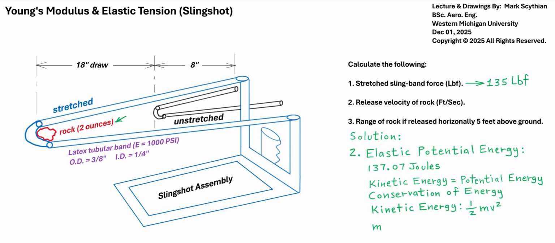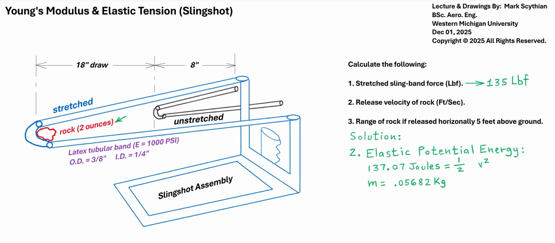And then kinetic energy is 1/2 mass times velocity squared. So we focus on the 2-ounce rock, and there are 16 ounces to a pound. So the 2-ounce rock is 2/16 of a pound, 1/8 of a pound, 0.125 of a pound. We divide that by 2.2 to get kilograms. So the 2-ounce rock has a mass of 0.05682 kilograms.